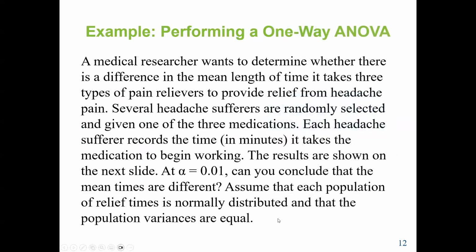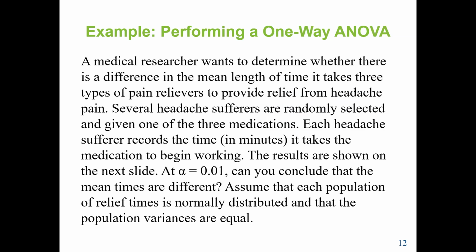So let's see an example. A medical researcher wants to determine whether there is a difference in the mean length of time it takes 3 types of pain relievers to provide relief from headache pain. Several headache sufferers are randomly selected and given one of the 3 medications. Each headache sufferer records the time in minutes it takes the medication to begin working. The results are shown on the next slide. And the alpha value is given to be 0.01.